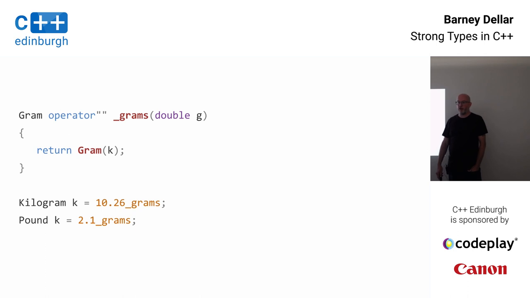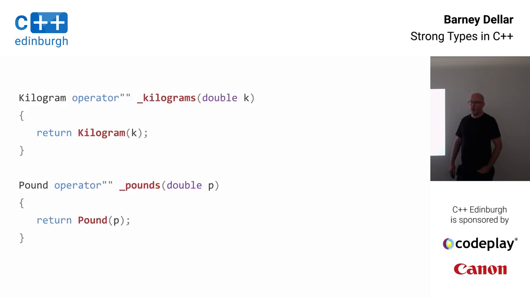In fact, we can go a step further. We can create kilograms and pounds from grams because we've already written the conversion function to convert from one to the other using the ratios that we defined. And of course, we can create literals for kilograms and pounds like that.